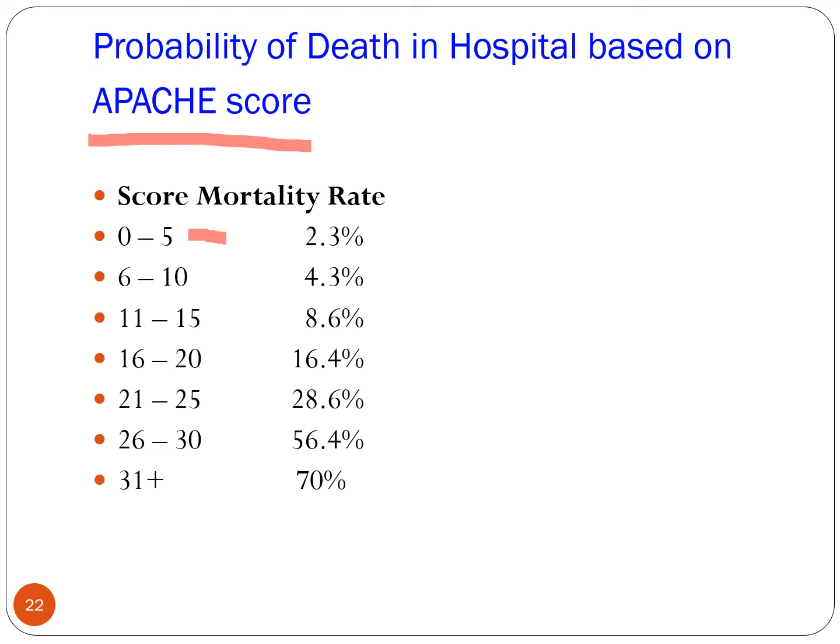That means you're going to be a great extubation. You're not going to be difficult at all. If your score is 6 to 10, you have a 4.3%. If your score is 16 to 20, you have a 16%.